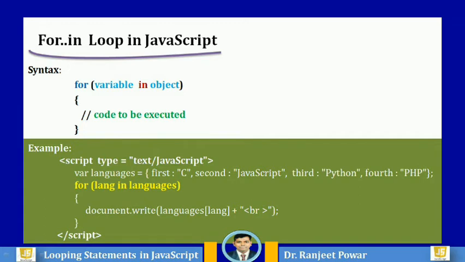For in, bracket, variable in object, then the code to be executed. Here, in each iteration, one of the properties of the object is assigned to the variable, and this loop continues until all of the properties of the object are processed. Let's see an example to demonstrate how the for in loop can be used to simplify the work.